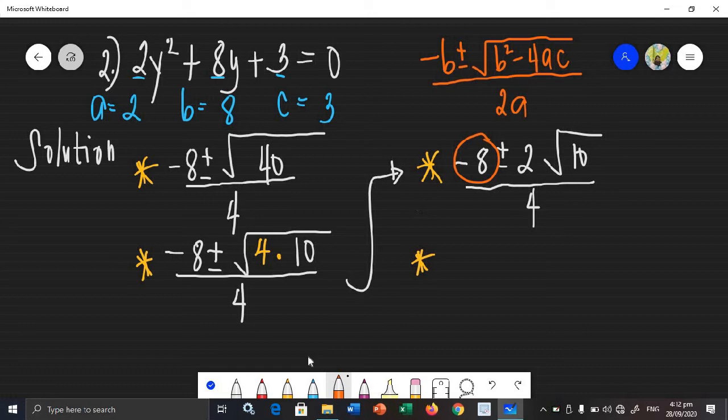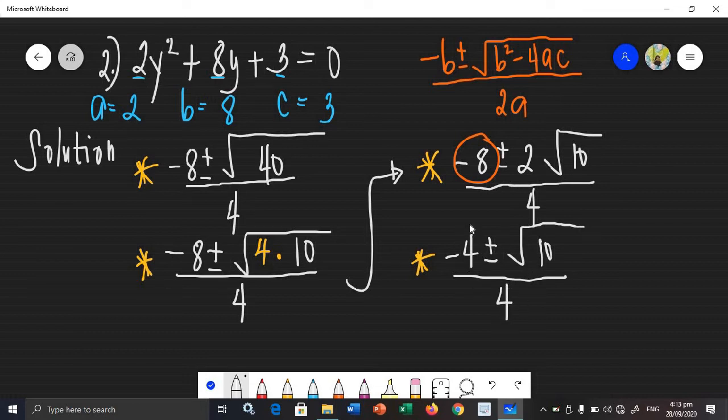So, negative 8 divided by 2, the answer is negative 4. Positive, negative 2 divided by 2, the answer is 1. So, hindi na natin siya isusulat. Okay? So, yung number sa labas ng radicals, kapag 1, hindi na din siya sinusulat. Para siyang exponent and then coefficient. Okay? And then, square root of 10 all over 4.